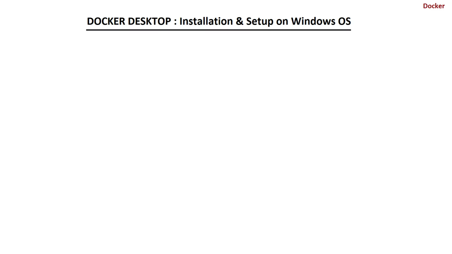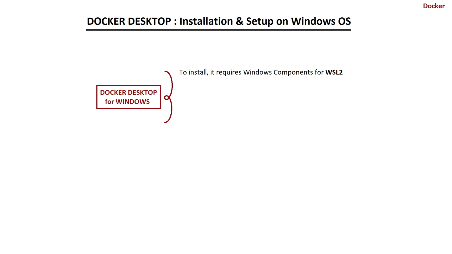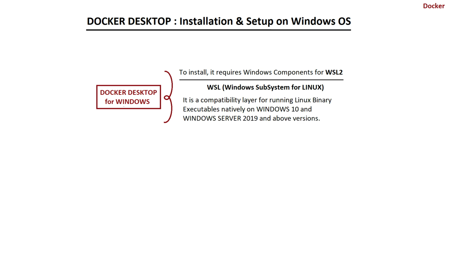In this video, we will look over how to install and set up Docker Desktop on Windows operating system. To install Docker Desktop for Windows, we require Windows components for WSL2. Let's see, what is a WSL? WSL stands for Windows Subsystem for Linux. It is a compatibility layer for running Linux binary executables natively on Windows 10 and Windows Server 2019 and above versions.